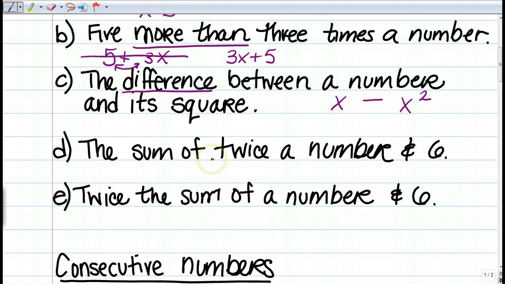D, the sum of twice a number. So we have sum, and that means you're going to be adding. So twice a number and 6. So the sum of twice a number and 6. 2x plus 6.